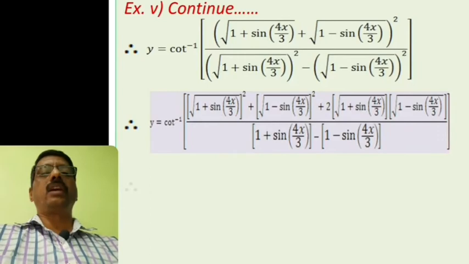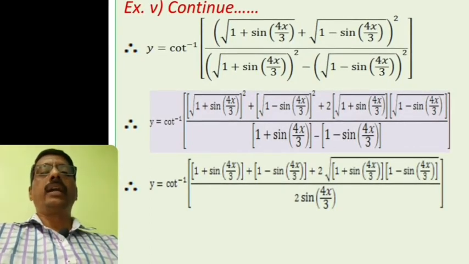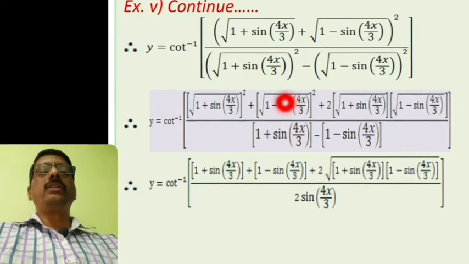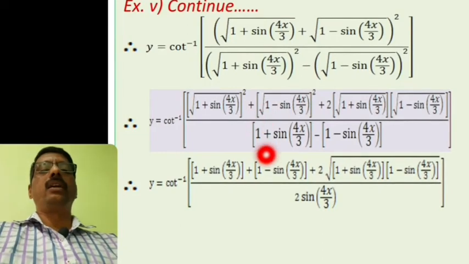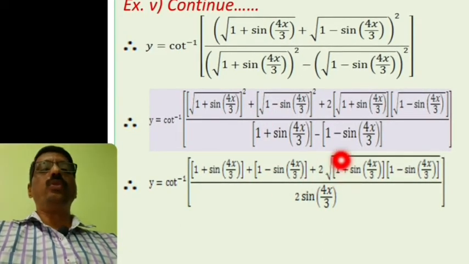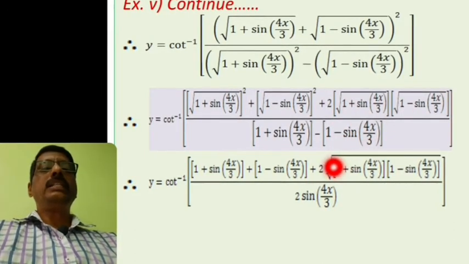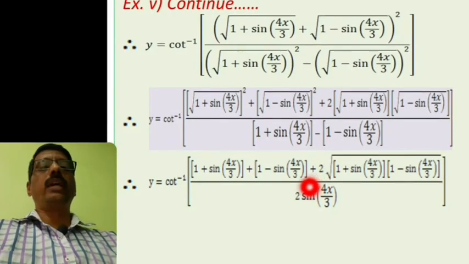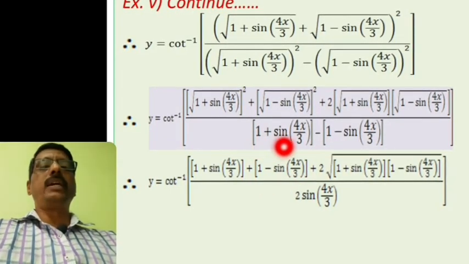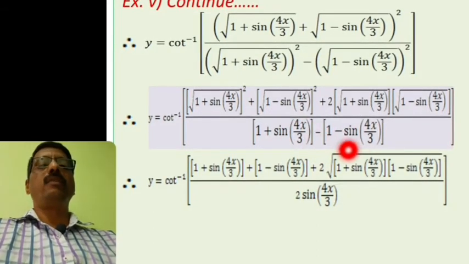Okay, and therefore the next step becomes y equal to cot inverse of. Again here the square root cancels, and in the second term also the square root cancels, remaining 1 minus sine of 4x upon 3 plus 2 into bracket, we are taking the two terms in a single square root, divided by, in the denominator again, 1 plus sine of 4x upon 3 minus 1, and minus becomes plus.